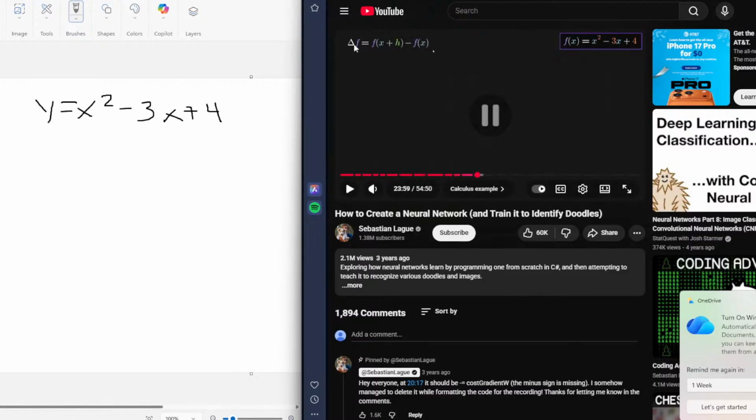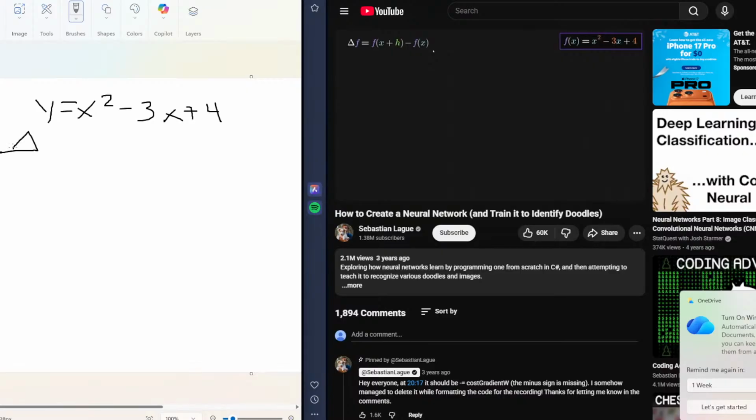So it's saying this is delta. The delta of f, or y, equals f of x plus h. Let me make this a little prettier, right? Because we're saying the delta of f is equal to f of x plus h minus f of x, right?